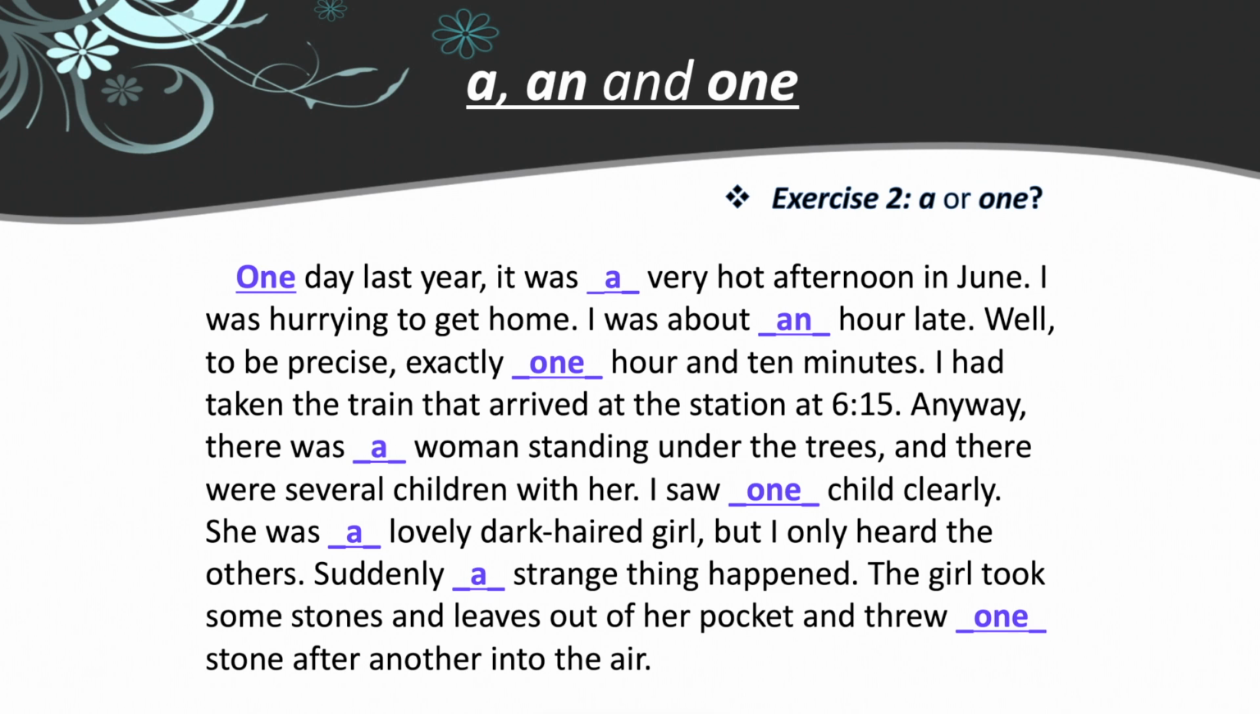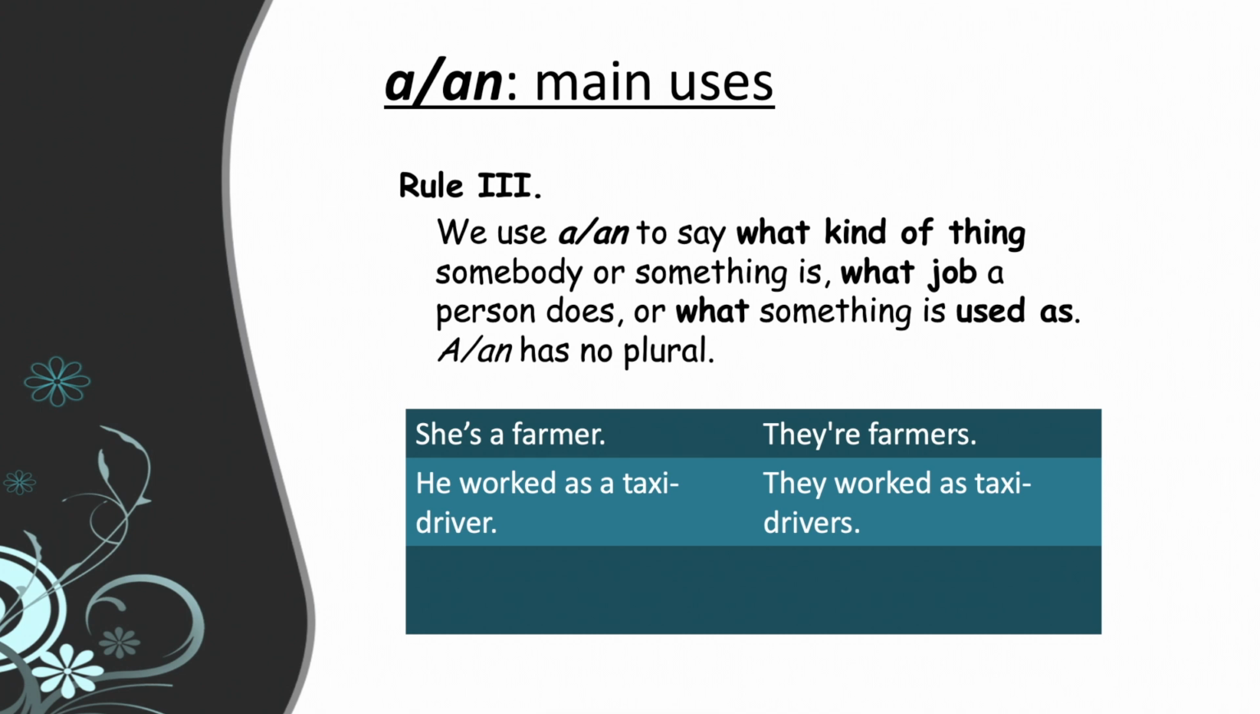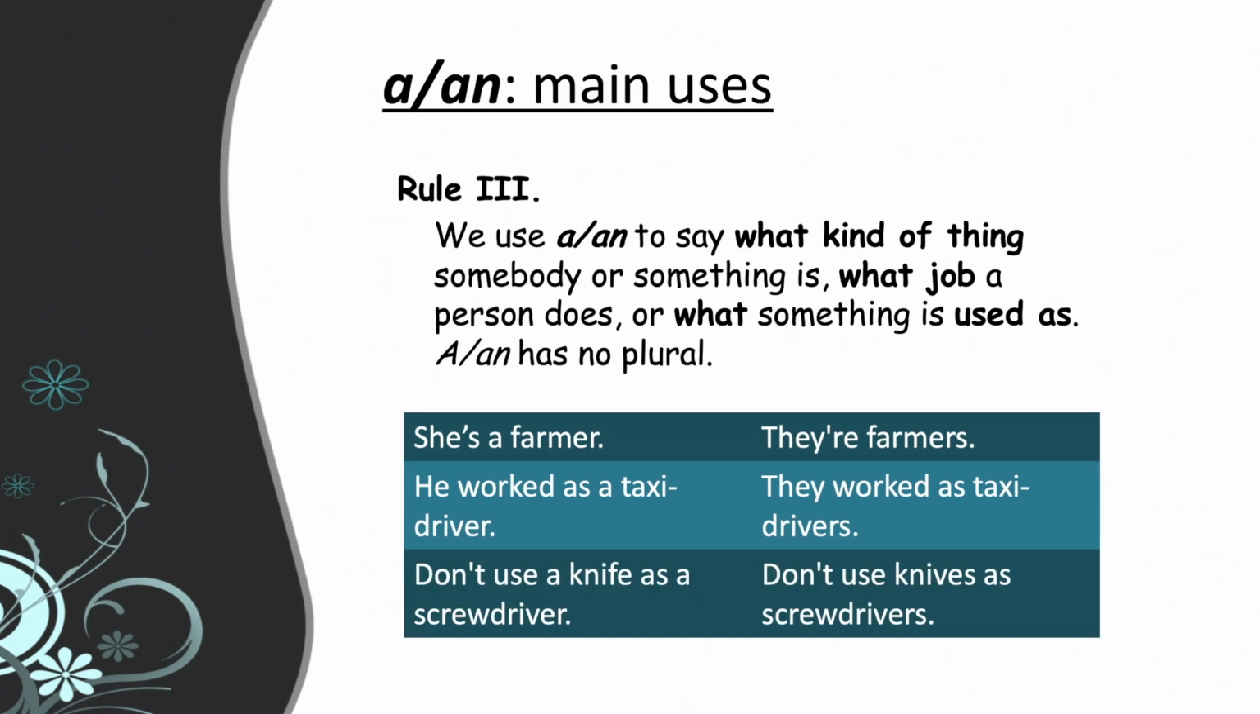Okay, let's move on to rule number 3. We use a or an to say what kind of thing somebody or something is, what job a person does, or what something is used as. A and an have no plural because a and an mean one. For example, we say she's a farmer, but we say they're farmers. We say he worked as a taxi driver, but we say they worked as taxi drivers. And we say don't use a knife as a screwdriver, but we say don't use knives as screwdrivers.